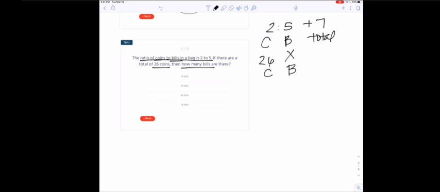Total of 26 coins. How many bills? X bills. So we're not actually going to use our total. We're using coins to coins, bills to bills. My first fraction, 2 coins, 5 bills, comes from my ratio. My second fraction, 26 coins to x bills, comes from the other one. Now remember, we ignore our units and now we're just multiplying.